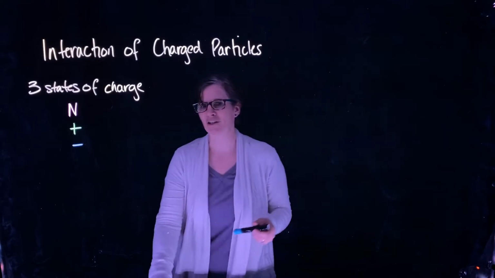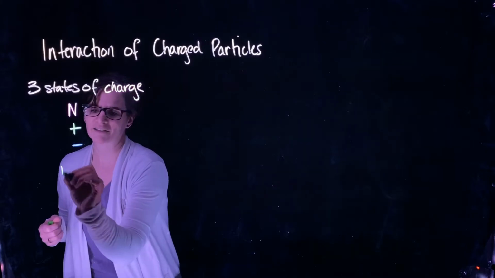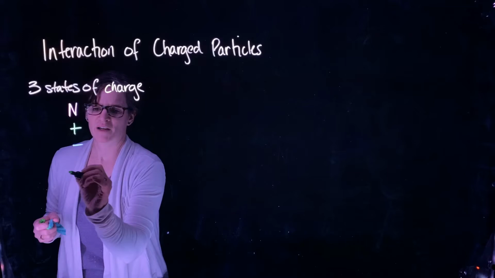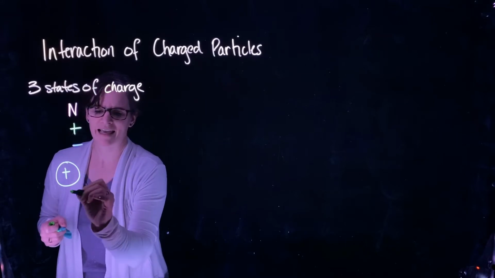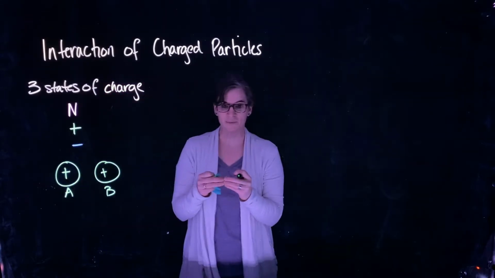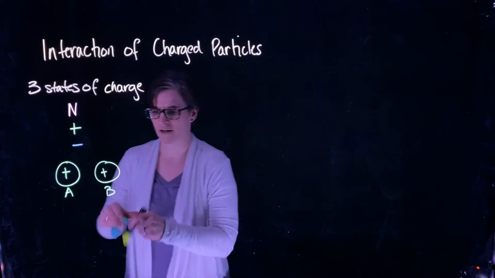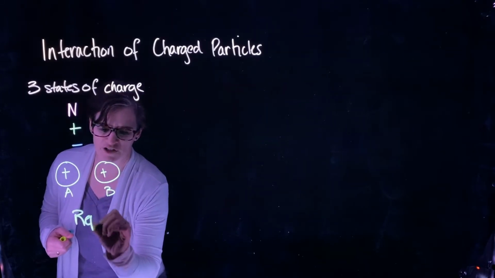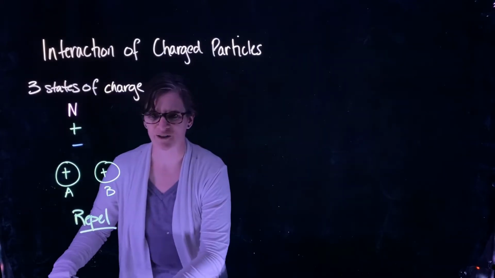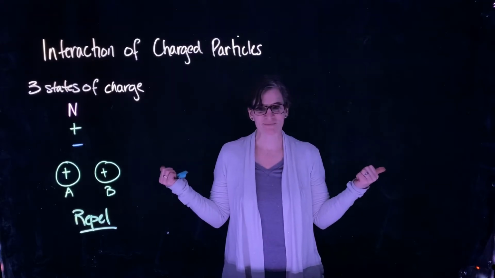So first, let's look at what happens when 2 positively charged particles interact with one another. We have positive charge A and positive charge B, and they're brought close together. 2 positively charged particles will repel one another. They will push each other away. They do not want to be near each other. Positive charged particles don't like each other.